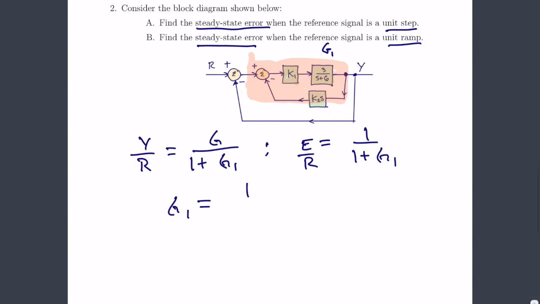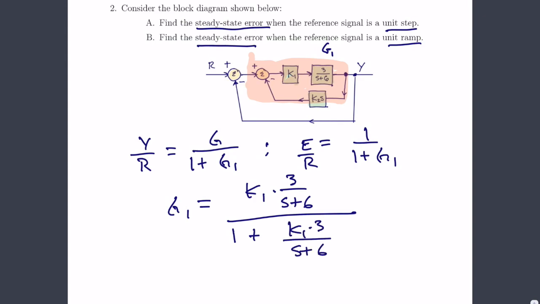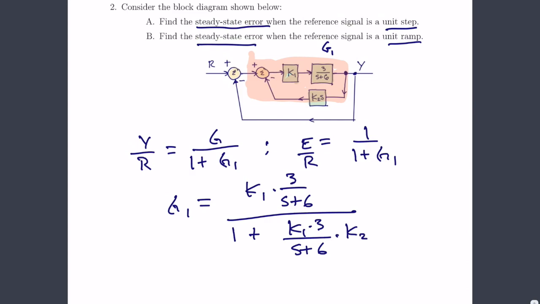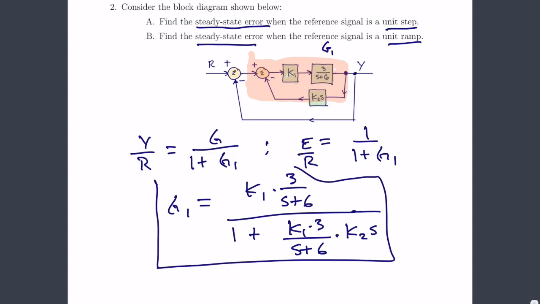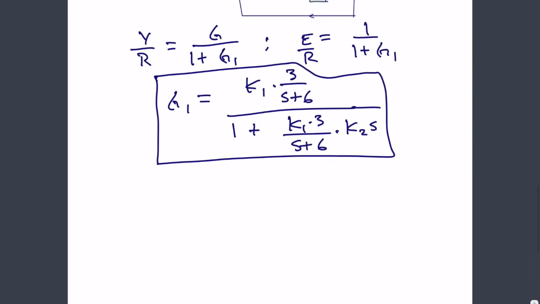And G1 is going to be K1 times 3 over S plus 6 divided by 1 plus K1 times 3 over S plus 6. These are just our normal feedback rules. So then I need to multiply by K2 times S. All right, so put a box around it. That is G1.